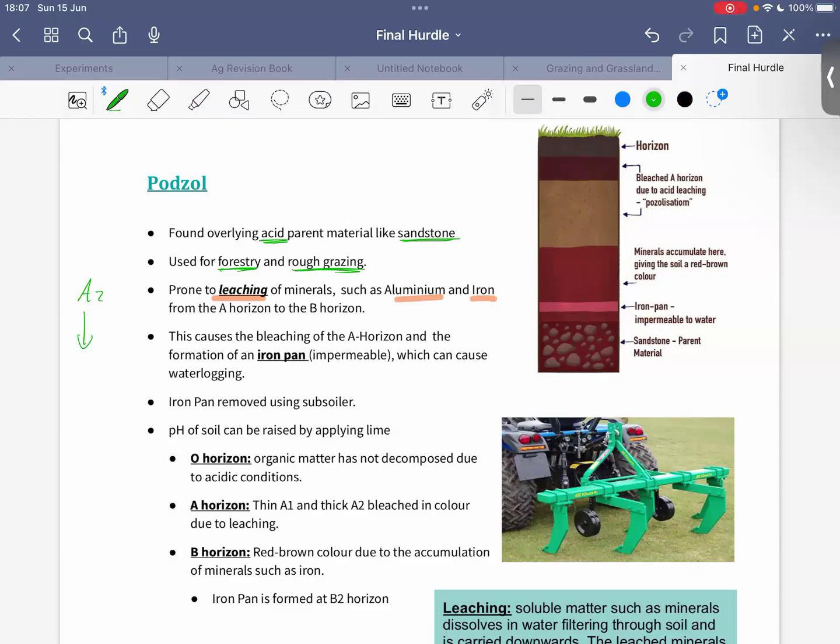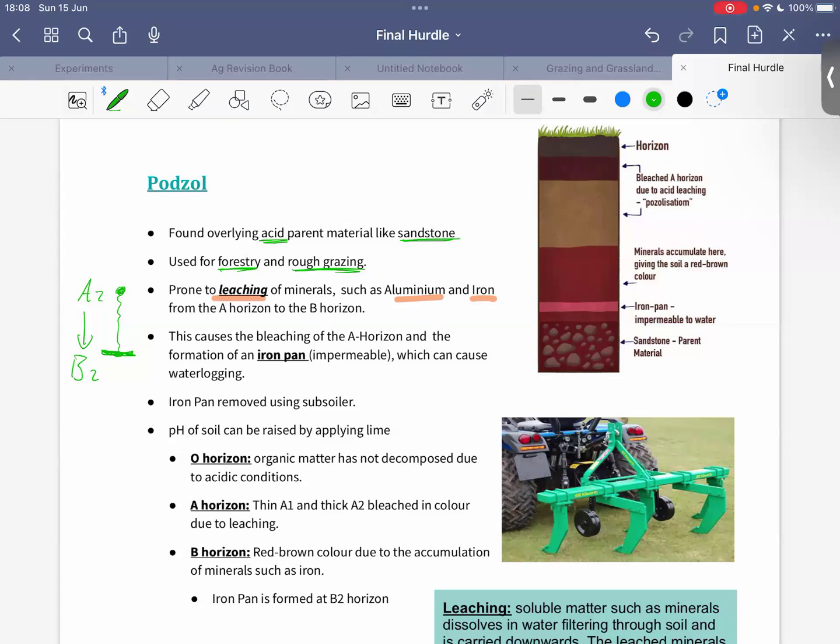I want to burn that into your heads. The A2 horizon is where the leaching occurs, and they're all washed down, and we form our iron pan in our B2 horizon. This causes bleaching of the A horizon. So if the A horizon is bleached, that means it's less fertile. All the minerals are washed out of it, and they form an iron pan, which is impermeable, which can cause waterlogging.